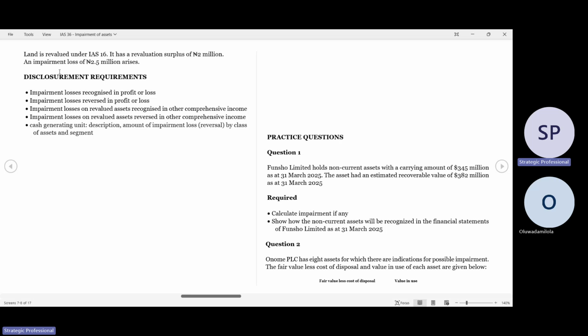Then still using the land as revalued. Okay? So before I share my screen, let me use that time. Can you explain in your own words, what does revaluation surplus mean?